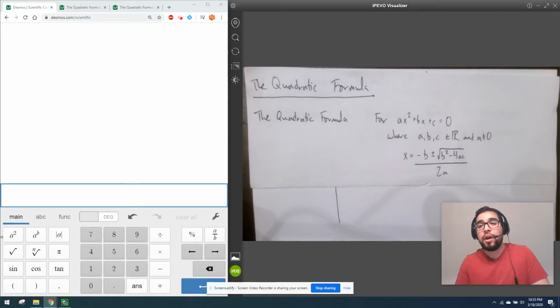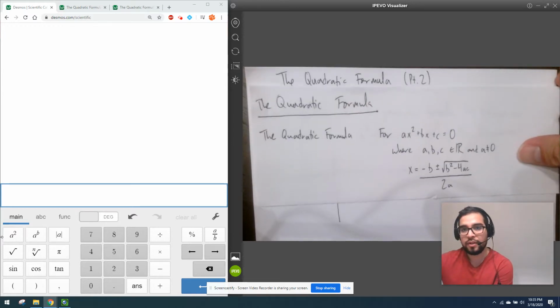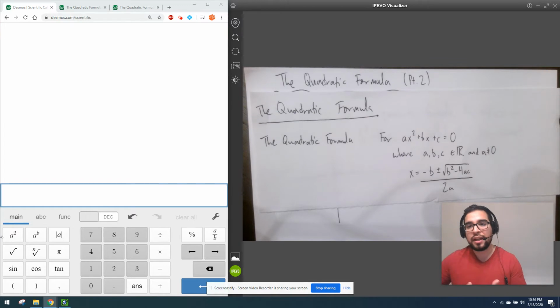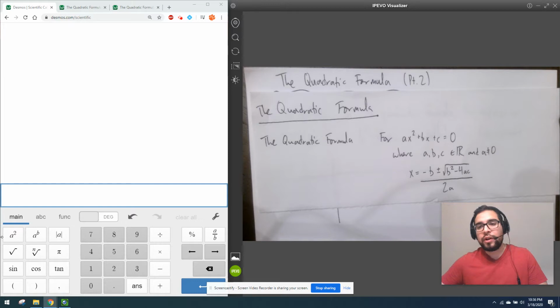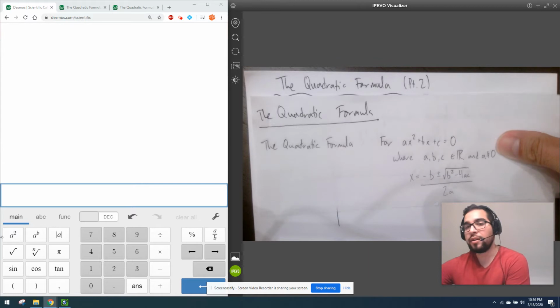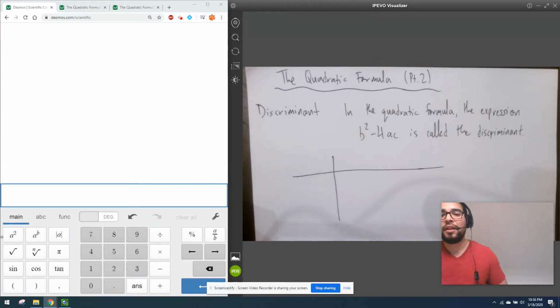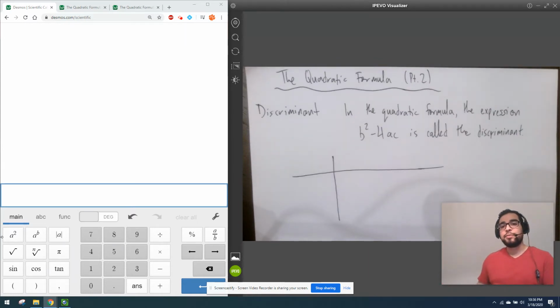All right. So for this second part, for our new set, we're going to have the quadratic formula part 2. There's a second part to it, and we're going to be taking a look at a specific part of our quadratic formula. That specific part is this right here in my radicand, this b squared minus 4ac. That has a specific name, and that name is what we call the discriminant. The discriminant in the quadratic formula is the expression b squared minus 4ac.